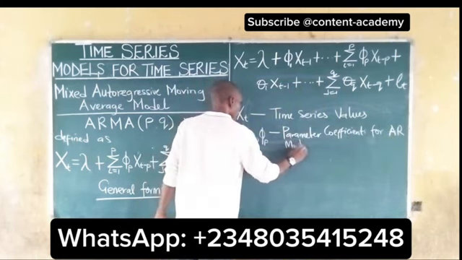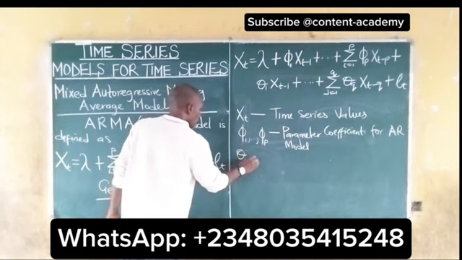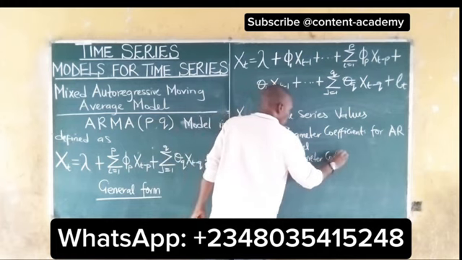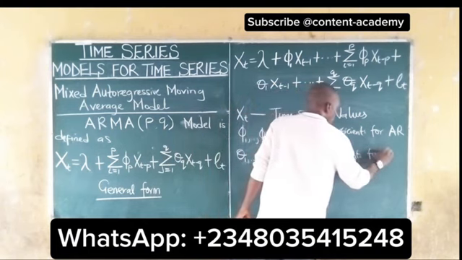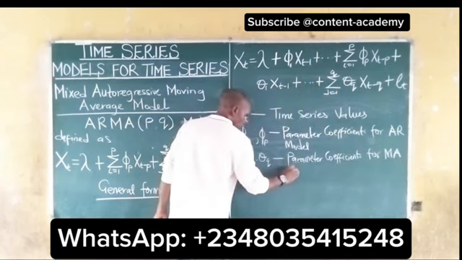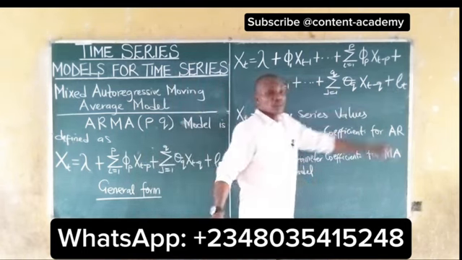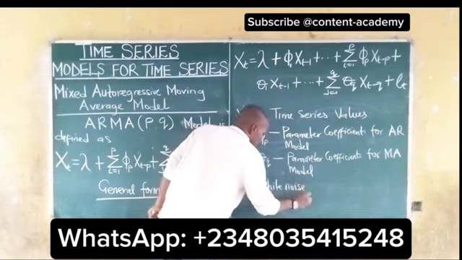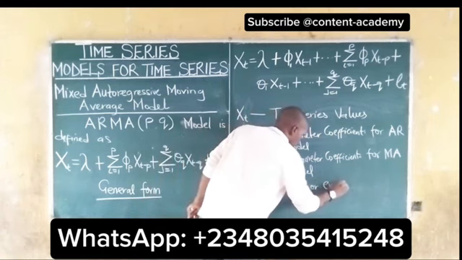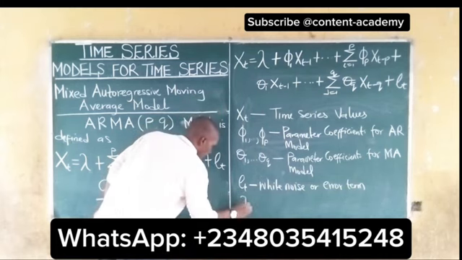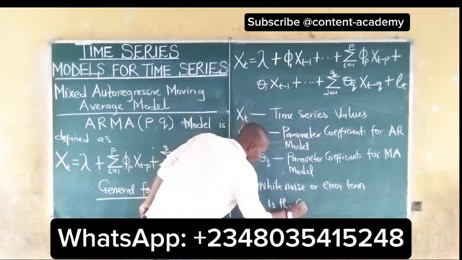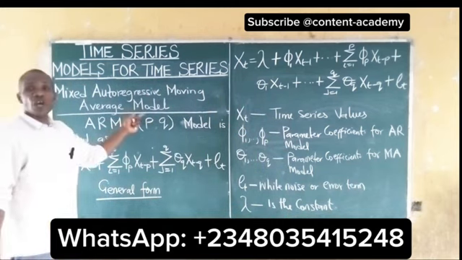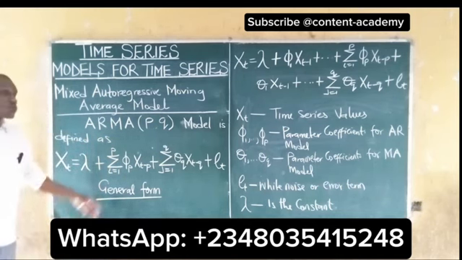also theta_1 to theta_q are the parameter coefficients for the MA, the moving average model. We also have e_t. e_t is the white noise, or you can call it our error term, and lambda is the constant. So we just take some examples to show how the ARMA model is written. For me to do that, we move over to this side of the board.